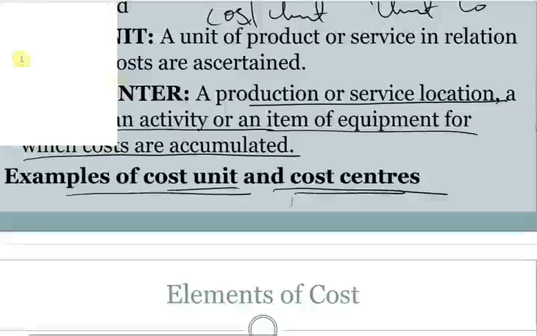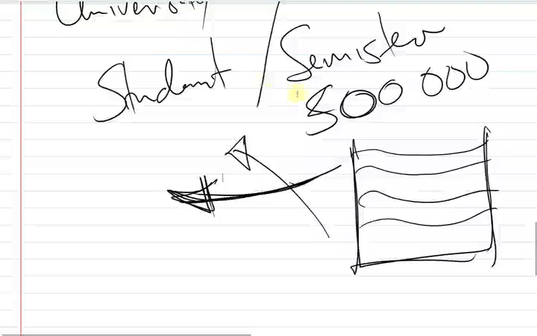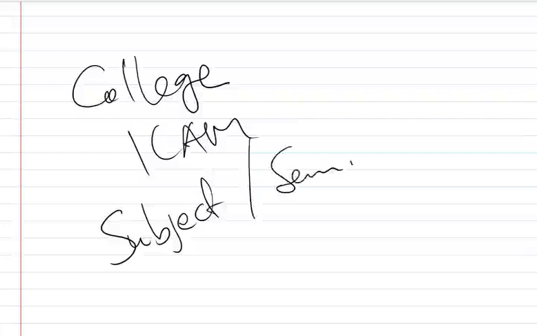So that's an example. We can also talk about the hospital, right? Let's talk about colleges like the ones that are offering ICAM courses. So the cost unit is subject per semester. Most of the time we pay like 25,000 per subject per semester. So it's not a student anymore because we don't pay per student. We pay by how many subjects you are taking, right? Per subject. So those are the cost units.